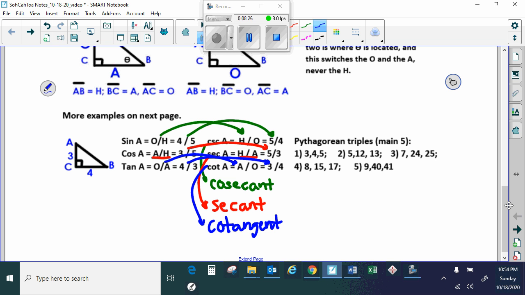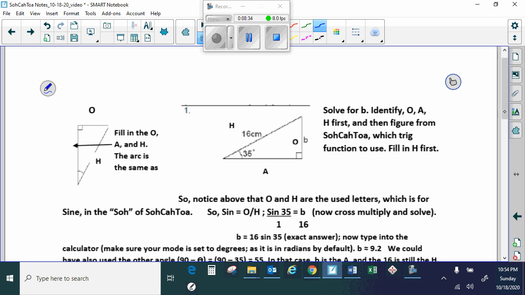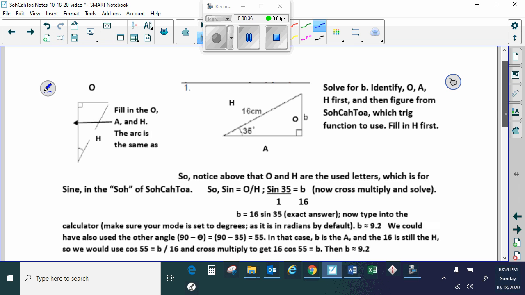Okay, don't forget you can have multiples of these. Multiply all of them by 2 or 3 or 4 or 10, and they all work. All right, let's look at some examples now.